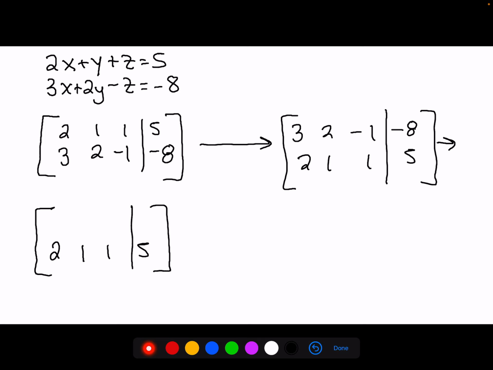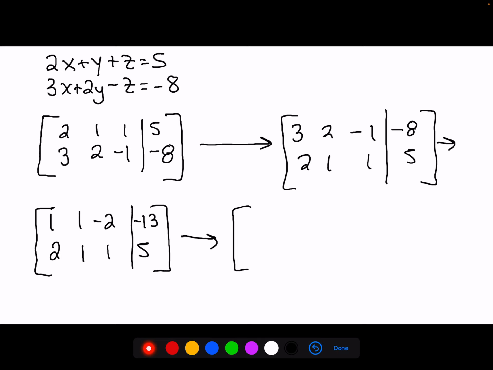All right, so let's take that first row, subtract the second row, and that's going to be the new first row. So 3 minus 2 gives me 1. 2 minus 1 gives me 1. Negative 1 minus 1 gives me negative 2. Negative 8 minus 5 gives me negative 13. Hey, looking good so far.